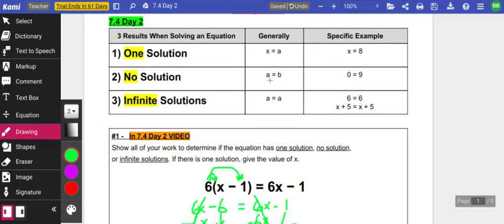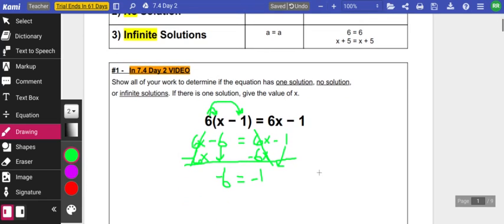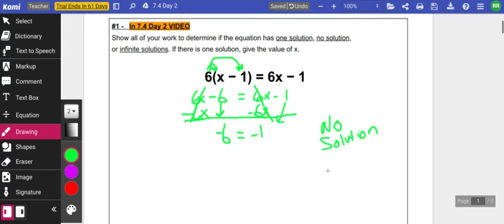If you have some number equal to a different number, there is no solution. And so that's simply what you will write, no solution. You can write it, or you could use a text box to write no solution. But I need to see your work. And then because of what you got at the end, there is no solution. So there is no value for x that you can plug into this equation and make the left side equal to the right side. So no solution for number 1.